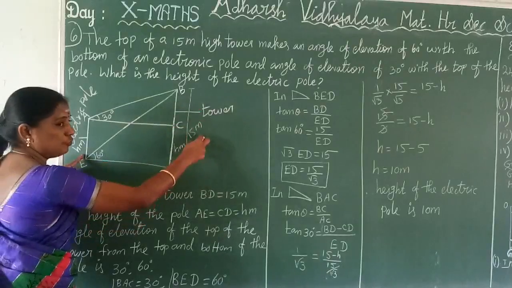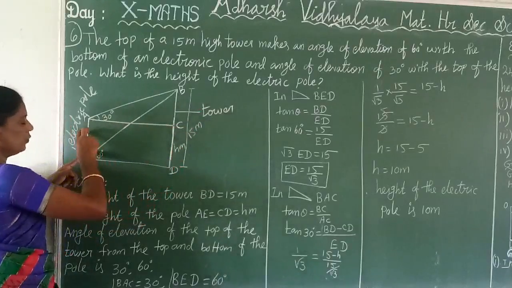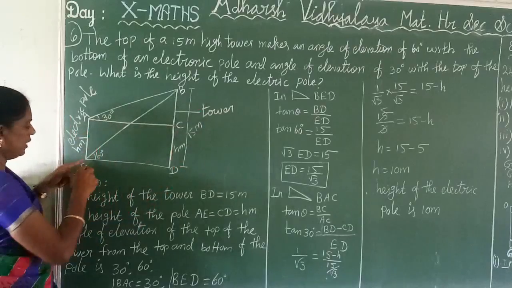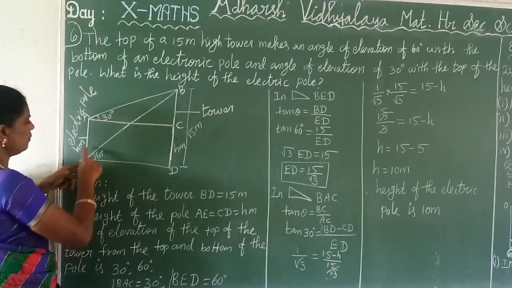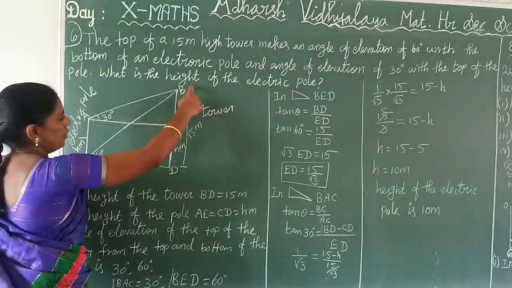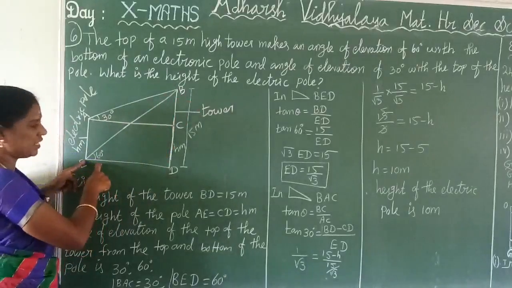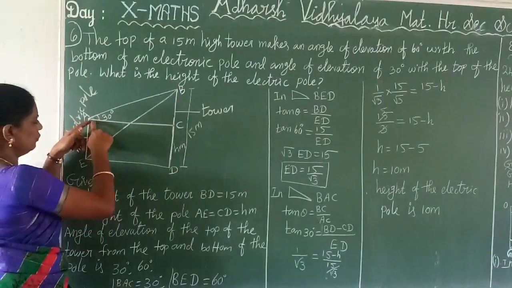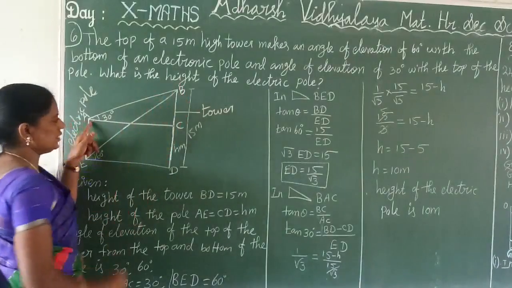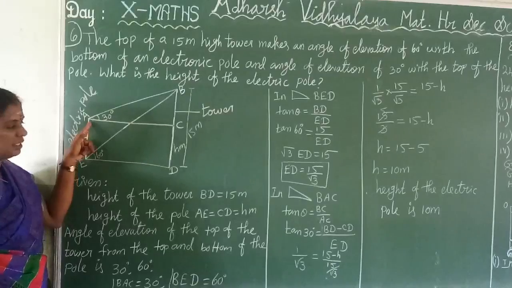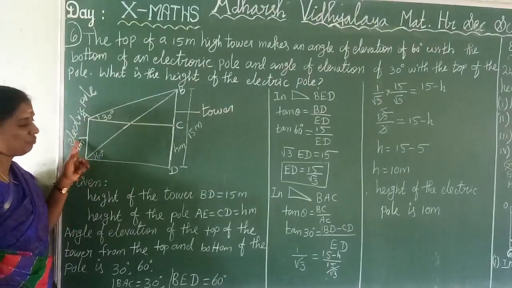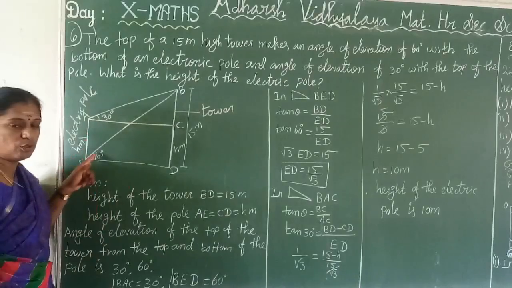Tower height is given as 15 meters. The electric pole height we want to find. The angle of elevation from the bottom of the electric pole to the top of the tower is 60 degrees. From the top of the electric pole to the top of the tower is 30 degrees. These are the values given. We have to find the height of the electric pole.